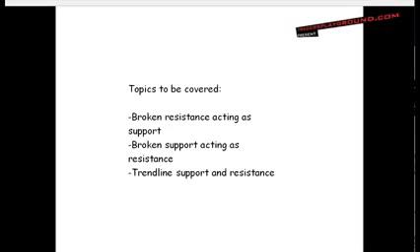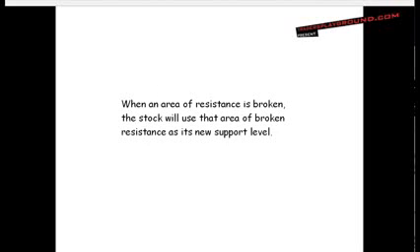The topics we're going to cover today are broken resistance acting as support. We're also going to cover broken support that is now acting as resistance. And then we're going to cover the basics on trend line support and resistance. When the price of a stock breaks an area of previous resistance on a candlestick chart, it will use that area of broken resistance as its new support line. In all time frames, the more times a price attempts to break an area of resistance, the stronger support will be for the price when it succeeds and breaks through. Now on to an example.